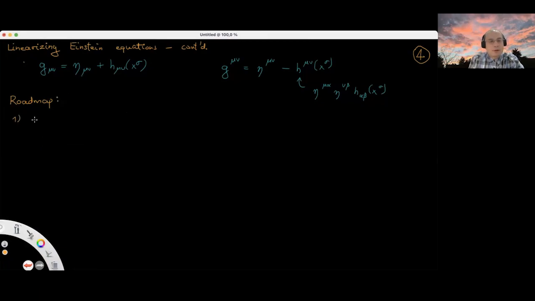So what we need to do is to calculate the Christoffel symbols, all the Christoffels. Then from that, we need to calculate the Riemann. Then from that, we need to calculate the Ricci tensor. And then the Ricci scalar. And from that, we will calculate the Einstein tensor. And once we have the Einstein tensor G, capital G mu nu, we can impose the Einstein equations.